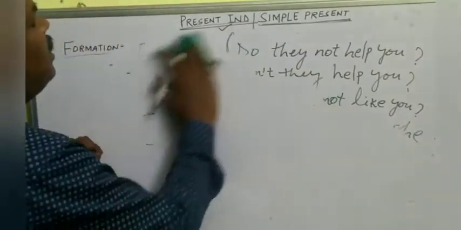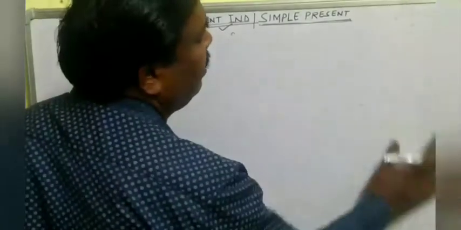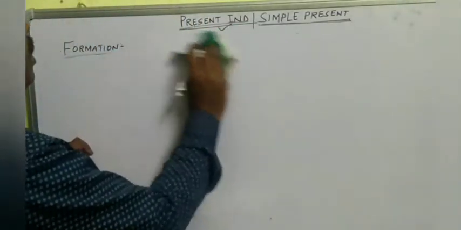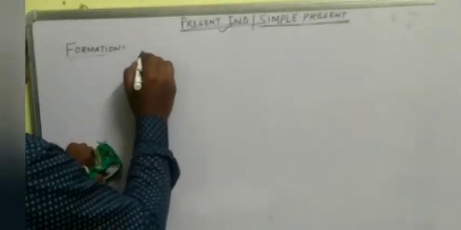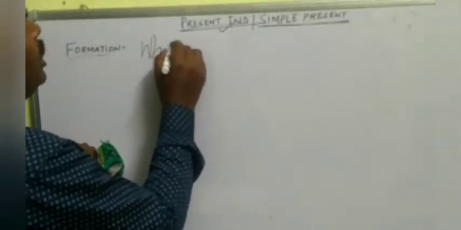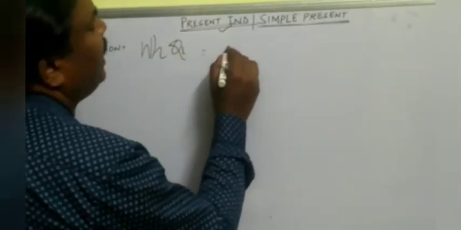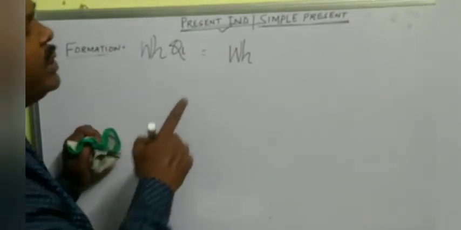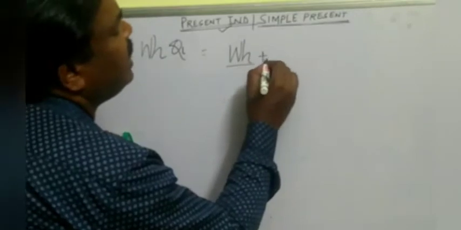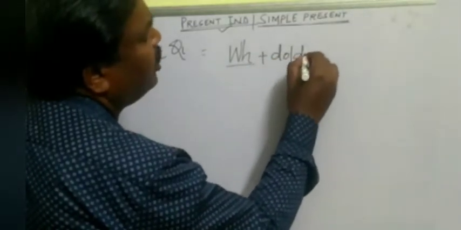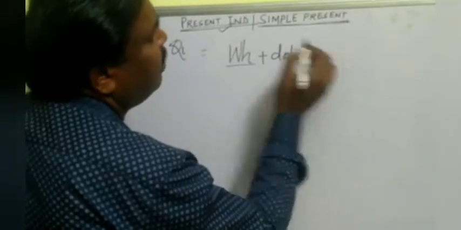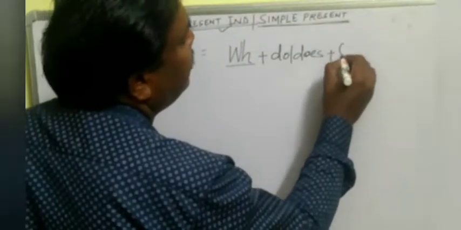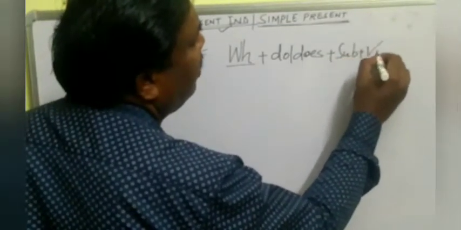Okay, so next, WH word. In interrogative, WH word is also an interrogative sentence. But what is the formation? WH question. Okay, first of all we shall write WH word. In WH question, first of all we shall write WH word. Then we shall write helping verb do or does for present indefinite or simple present. WH word plus do or does helping verb, then subject, then first form of verb, then object.